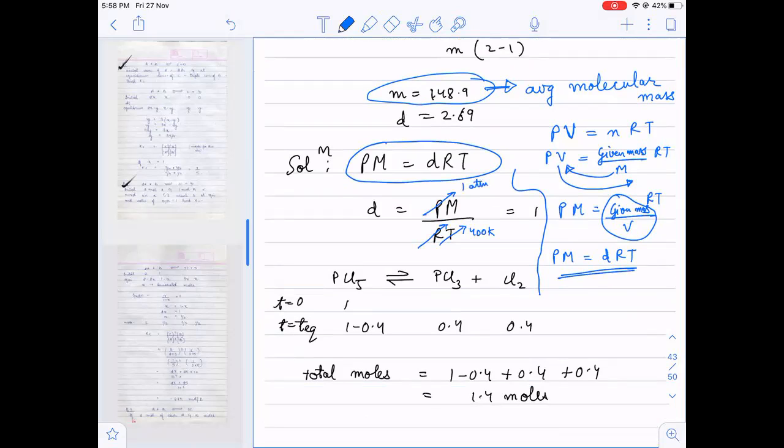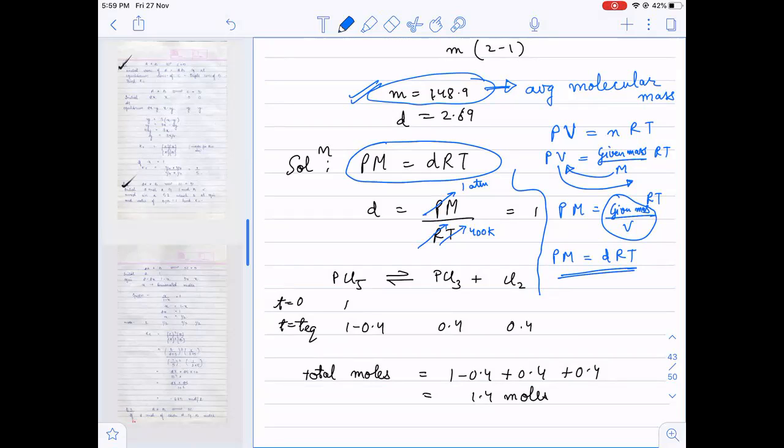And now you need the molar mass of the equilibrium mixture. The molar mass of the equilibrium mixture, you have calculated it here. This is the molar mass of the equilibrium mixture, 148.9. And hence, now it's easy, I suppose.